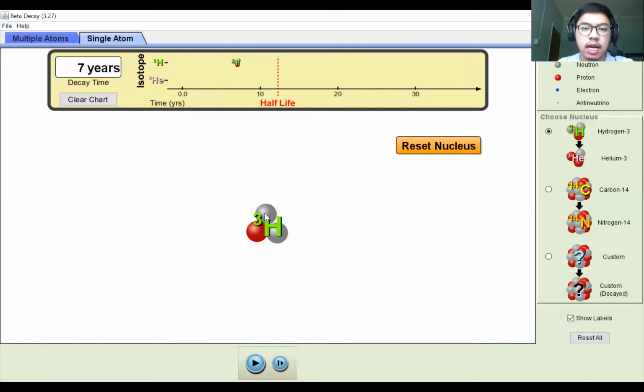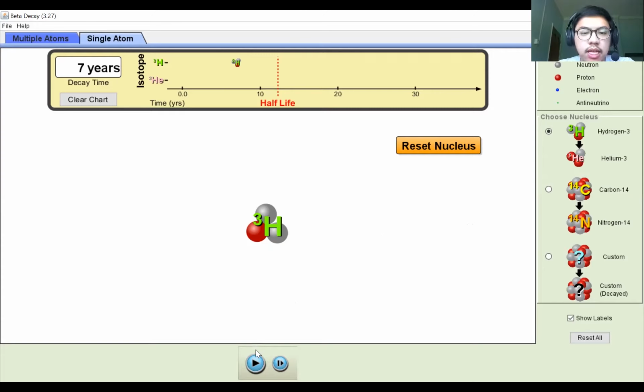And you can see there are 3 nucleons. In other words, there is 1 proton, the red one is the proton. The gray ones are the neutrons. So there are 2 neutrons and 1 proton for hydrogen 3. And then, since it's unstable, it will give out a beta radiation, or beta particle, and it will turn into helium 3. So it will turn into a new nucleus, a new atom, a new element, in other words.